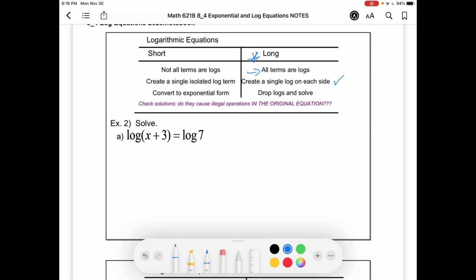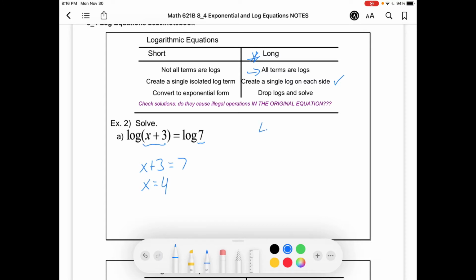Now we can just drop the logs, because the rationale is that if the log of x plus 3 equals the log of 7, then x plus 3 must equal 7. And that's easy to solve. We get x equals 4.